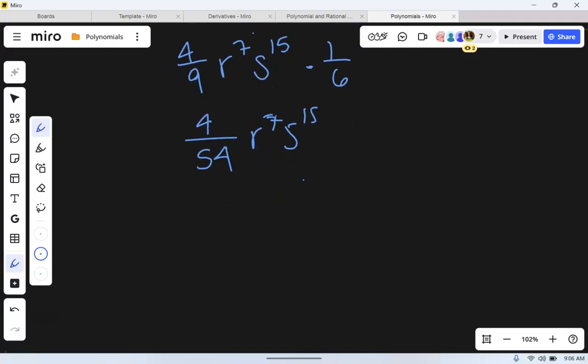And then simplify your 4 over 54. 2 over 27. R to the 7th, S to the 15th. And I am done. How do you know when you are done? When you can't do anything else. You can't simplify the fraction anymore. There are no more properties of exponents that I could apply.